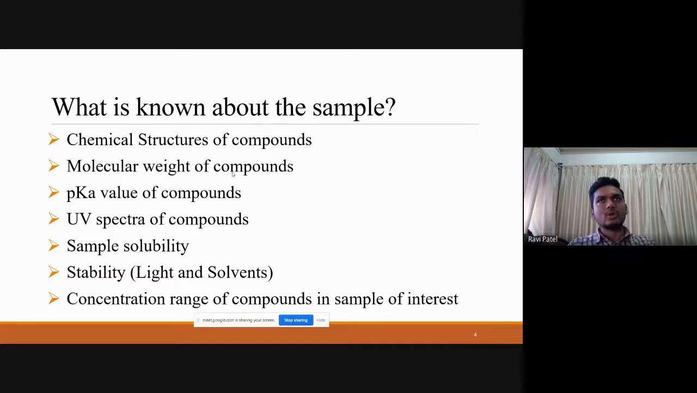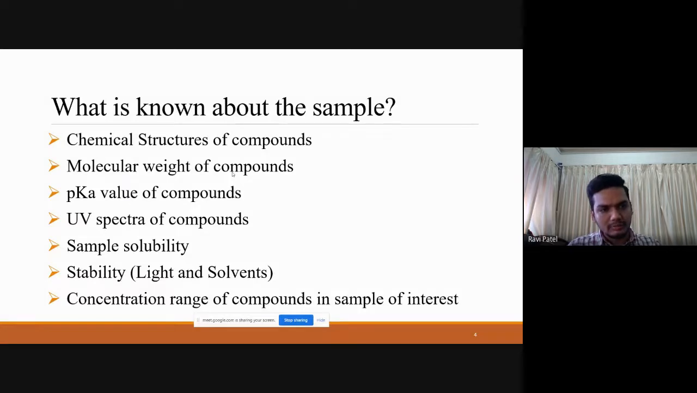If I am giving you any compound and tell you that you have to develop a method for the assay determination of this compound. So if you have a sample, if you have the name of that particular API, then what information will you get? The first is the chemical structure of that compound. You can search on various search engines and get this chemical structure.